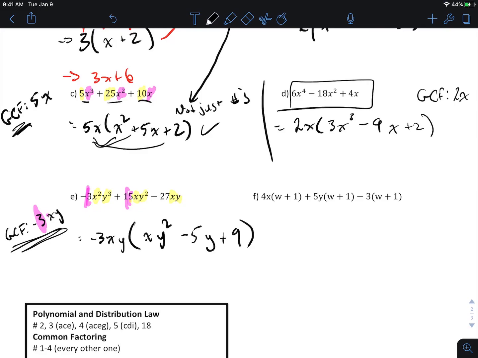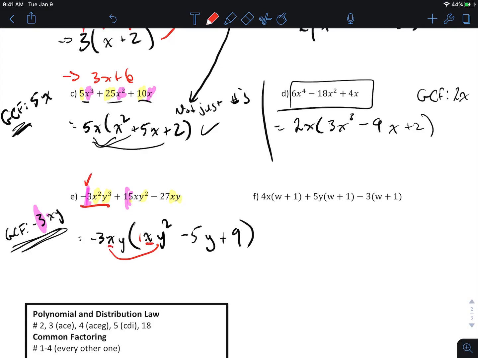So you have to check: if I put the negative 3xy back in, am I going to get what I had in the original back? I'll do it underneath to clean it up. Negative 3xy times xy squared looks like it's going to give me this back, because negative 3 times the 1 that's sitting here is going to be negative 3. That takes care of this.